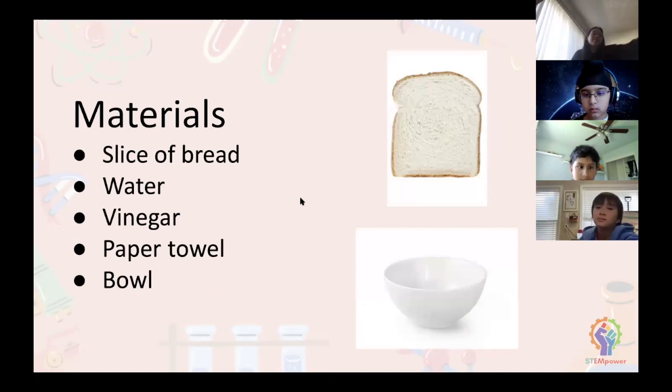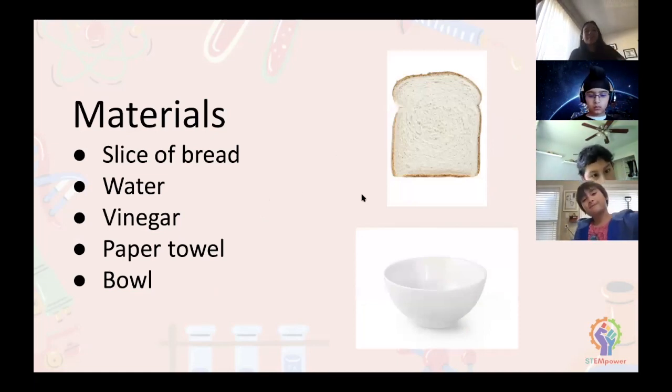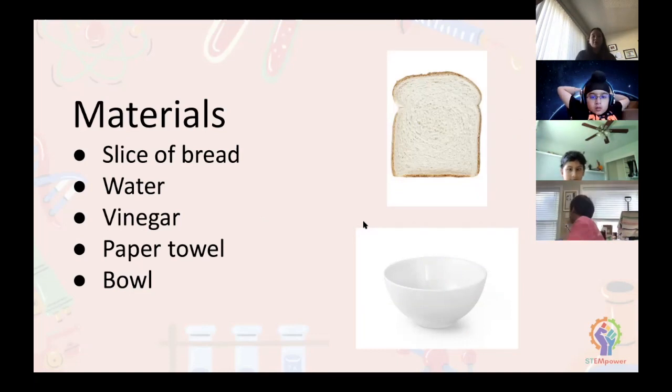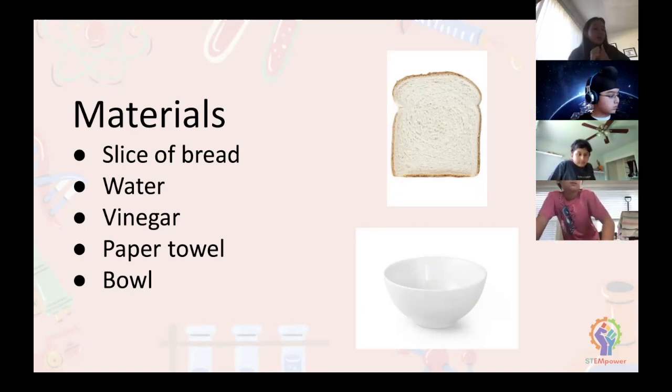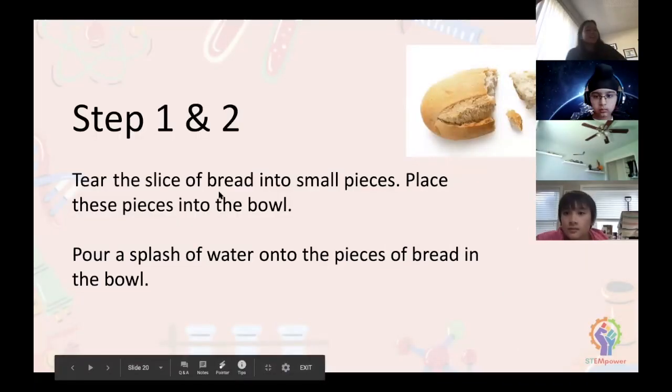Okay, so now we get to move on to our activity, which I always find so fun. This one's a little bit messy, but you'll have a chance to wash your hands at the end. So first off, we need to get our material. We need a slice of bread, water, vinegar, paper towel, and a bowl. When you have all these things, please give me a thumbs up so I know you are ready to move on.